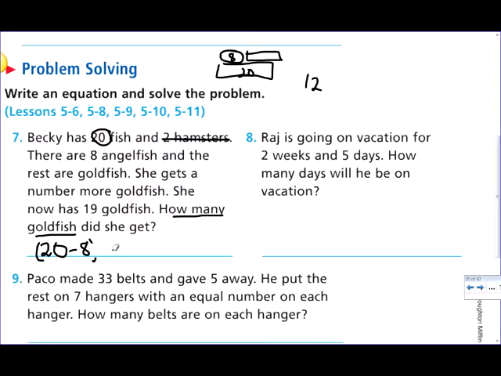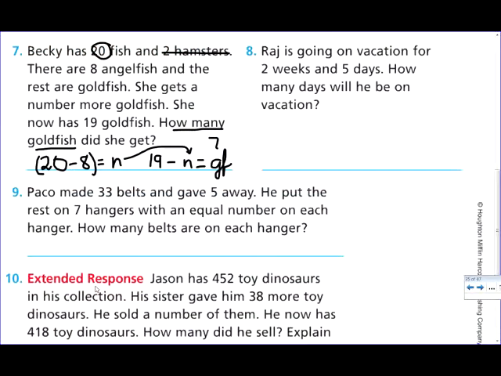Let's erase that. We really need to have that answer put over into this equation. 19 minus N. And that gives us the number of goldfish. So we take 19 minus 12 and we get 7 goldfish. Pretty easy if we just follow through with it.